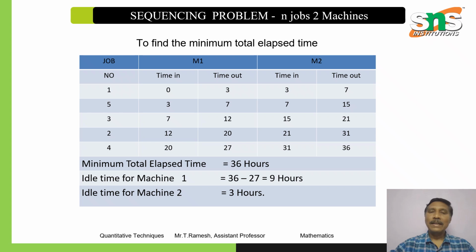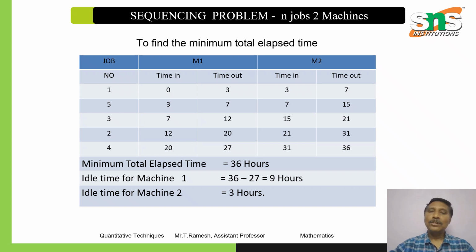Now, what is the idle time of machine 1? Idle time is the time the machine rests within the total elapsed time. On machine 1: 0 to 3, 3 to 7, 7 to 12, 12 to 20, 20 to 27, completely running without stop. But after 27 hours, machine 1 stops. So that is the idle time. The total elapsed time is 36, but machine 1 stopped work after 27 hours. So 36 minus 27 is 9 hours. So these 9 hours are the idle time of machine 1.